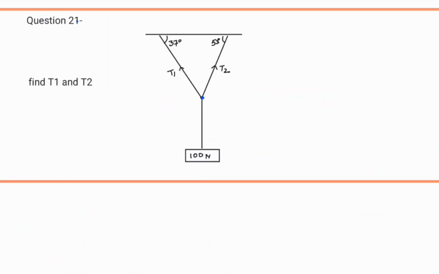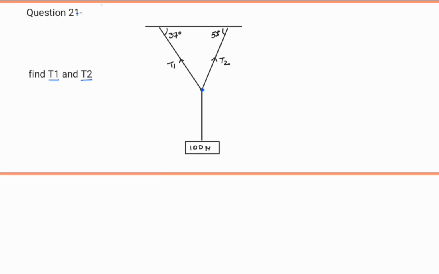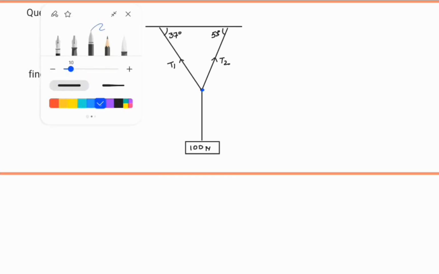Okay, now look at question number 21. Here, one diagram is given and here this is a point, and from that point we have suspended a load of 100 Newton. And the tension developed on the two strings is T1 and T2. The first string makes an angle of 37 from the point or location where it is suspended, and the second string makes an angle of 53 degree, and it is asked to calculate T1 and T2. This is a simple question based on equilibrium, Lami's theorem.